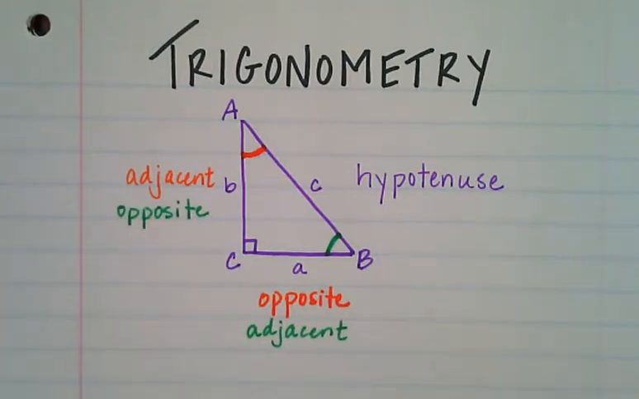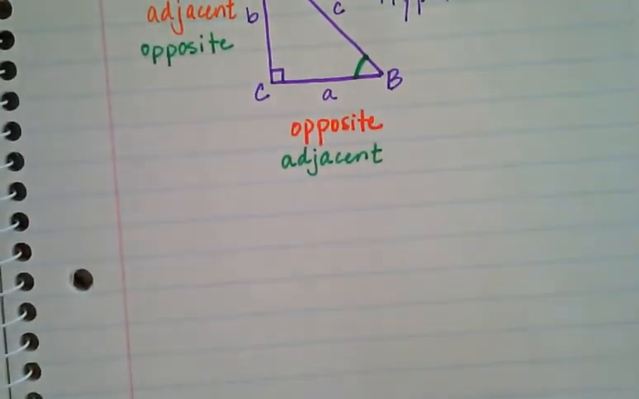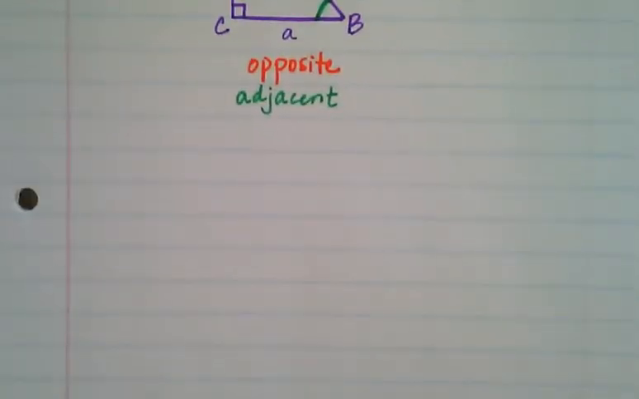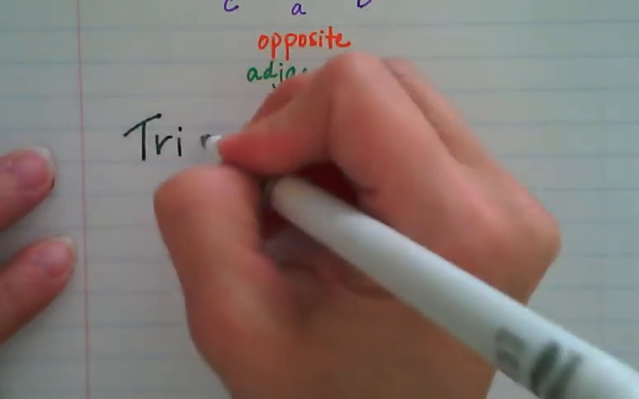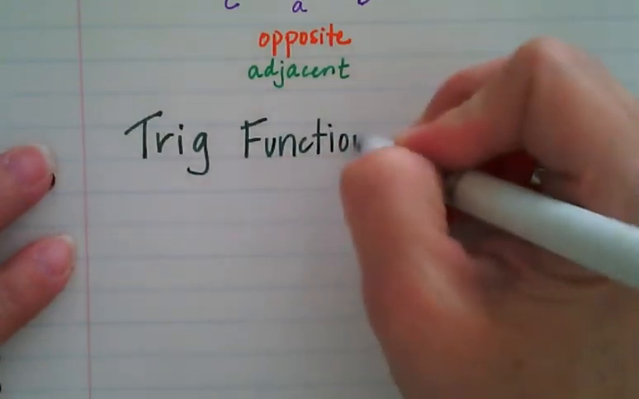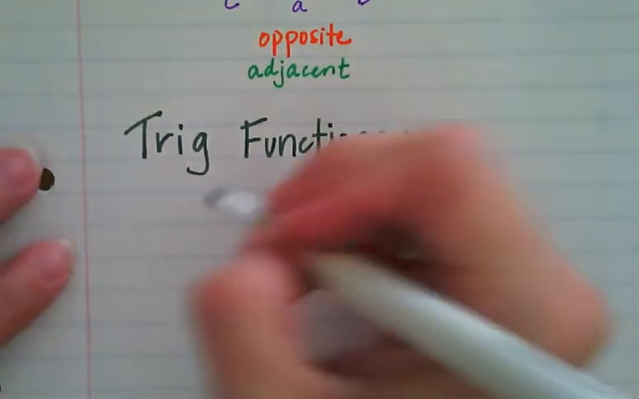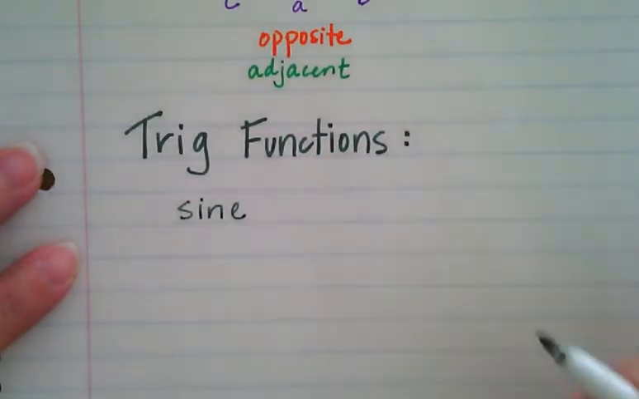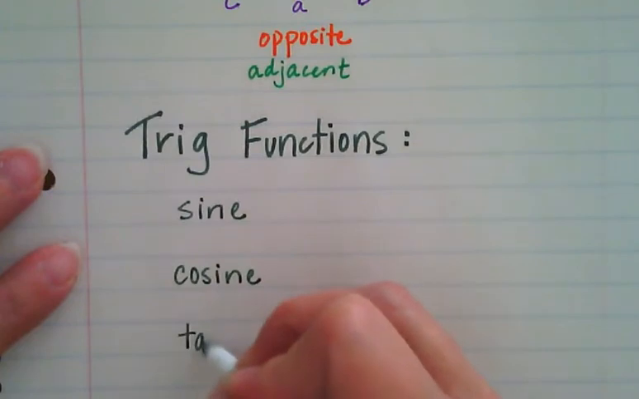We have what we call trig functions, and there are 3 basic trig functions, so that's what we're going to make a list of now. These are our trig functions, and you have probably seen these on the calculator, and now you're going to get to use them. There are 3 of them: we have sine, we have cosine, and we have tangent.